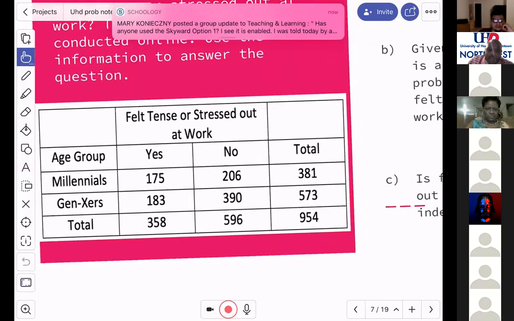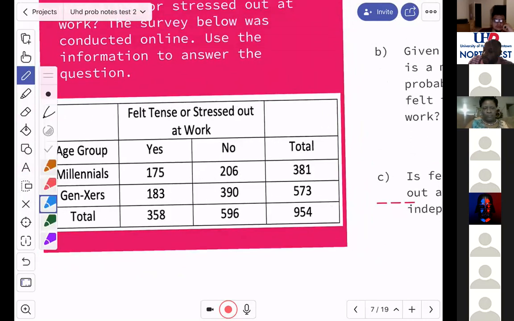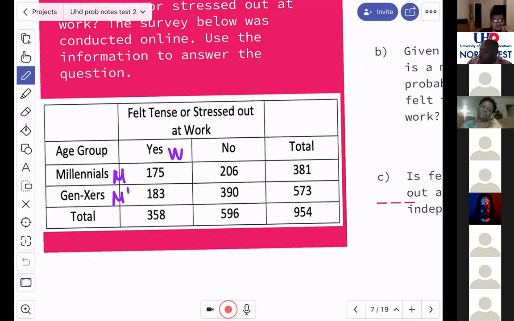So let's go through here and give these some letters. Let's call this one M and M prime, either a millennial or you're a Gen Xer. Stressed out at work, let's call this one W and W prime. Two variables. They felt tense or stressed out at work, yes or no, was the first variable. Age group is the second variable.